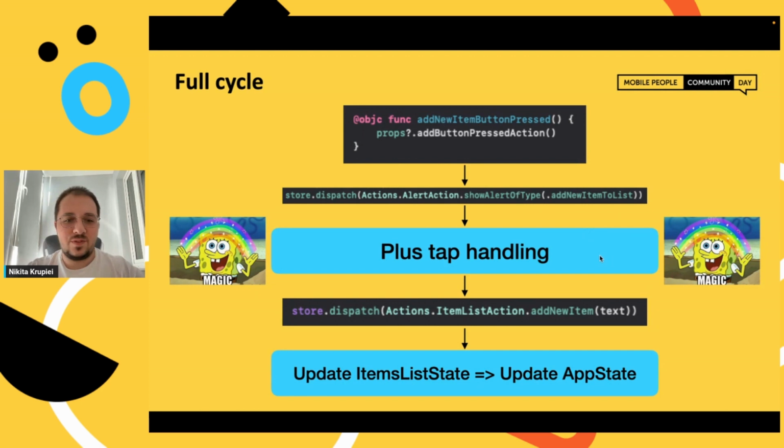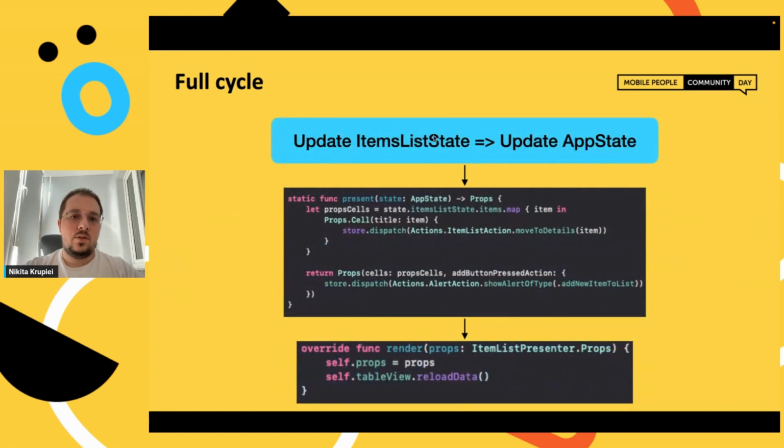We will see it in a couple of slides. In the end, if everything is okay, the new action will be dispatched, add new item with some text that the user entered here. And as we saw in the previous half cycle, this one will update the item list state, so the app state will be updated.